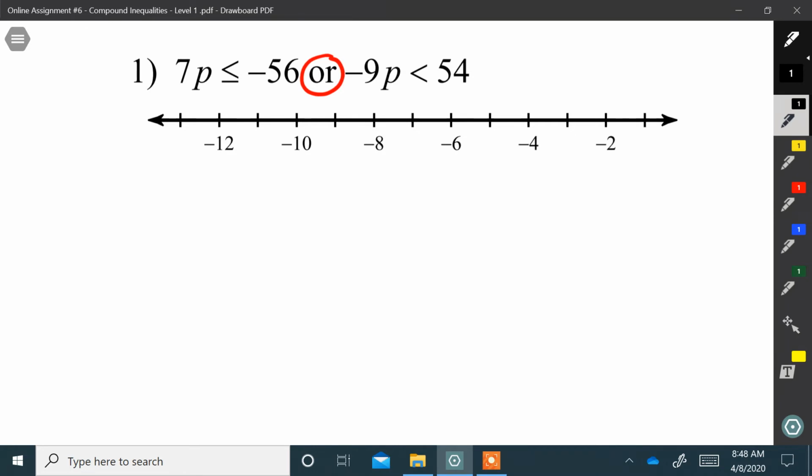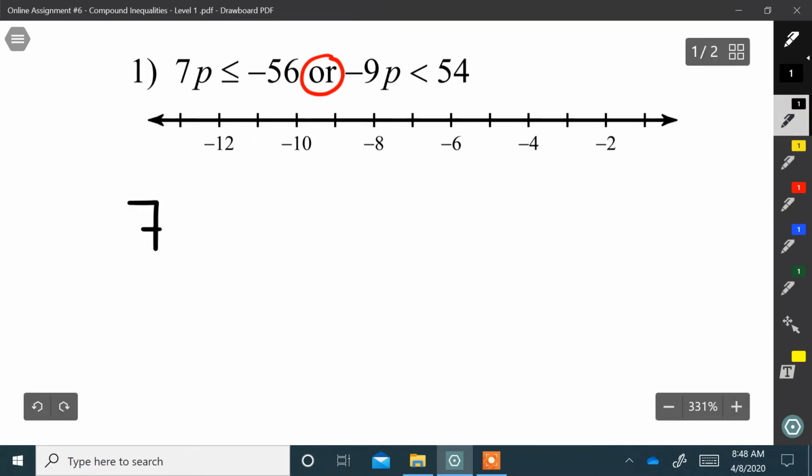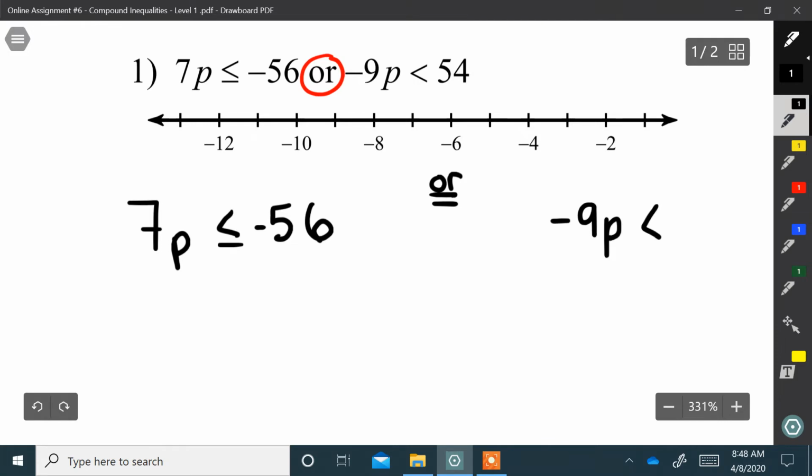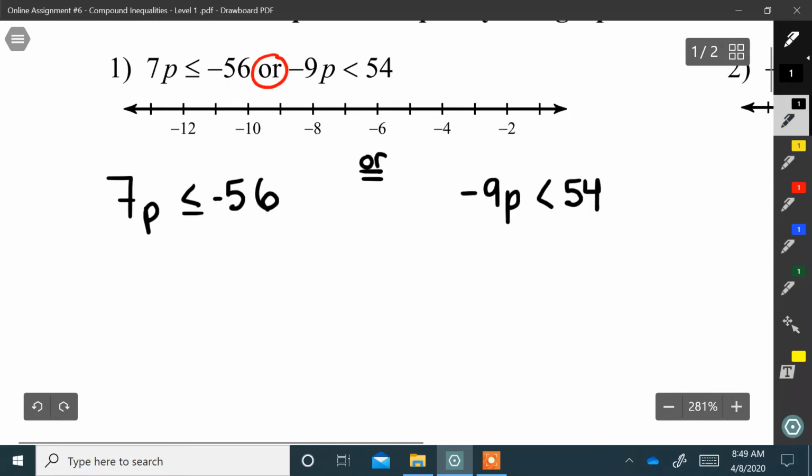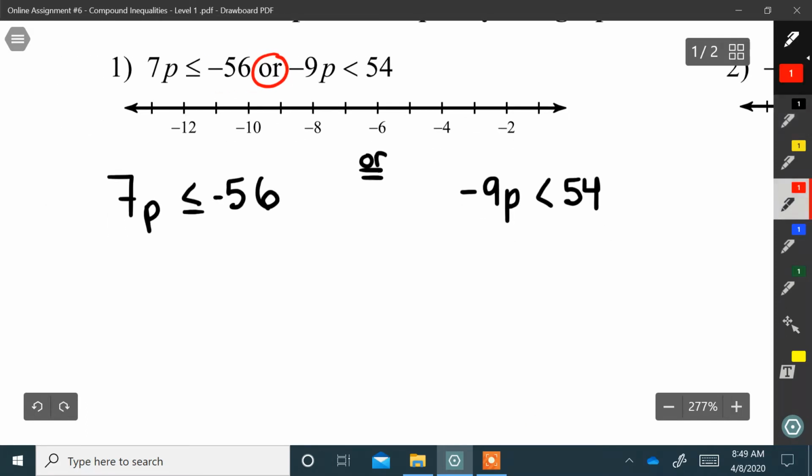All right, so let's go ahead and do this one here. We're going to start with this one here. 7p is less than negative 56 or negative 9p. I like to separate those as much as possible so that it's not confusing there. For each one of those, we're going to divide by 7 on both sides. And on this one, I'm going to divide by negative 9.